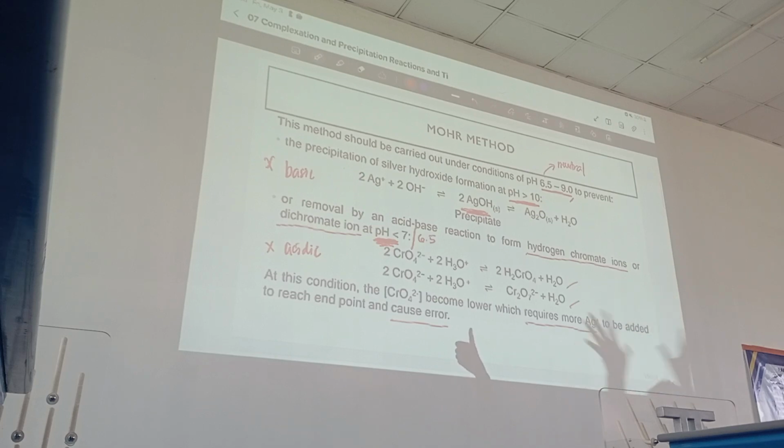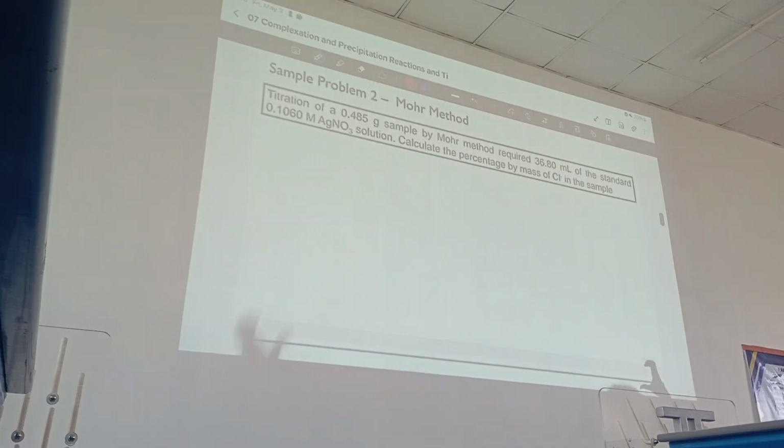Second question. Mohr method. Titration of a 0.485 gram sample by Mohr method required 36.80 mL of standard 0.1060 molar AgNO3 solution. Calculate the percentage by mass of Cl in the sample. Given, you have 0.485 grams. You have 36.80 mL of 0.1060 molar AgNO3.